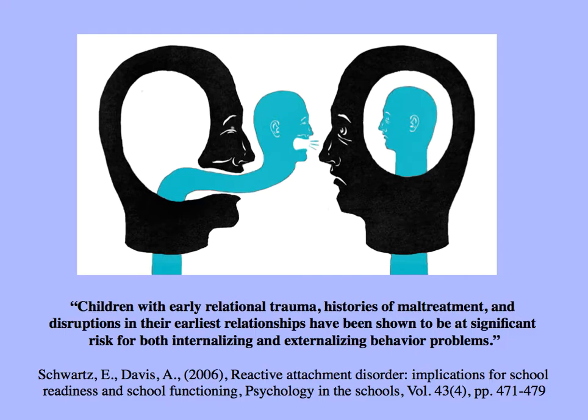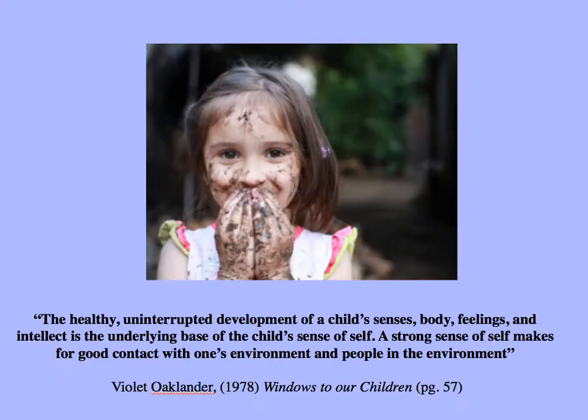So again, making connections to trauma-based work, children with early relational trauma, histories of maltreatment, and disruptions in their earliest relationships have been shown to be at significant risk for both internalizing and externalizing behavior problems. So the work that often needs to happen with children who have had trauma is to help them make better contact, starting with themselves, then with their world and people in it.